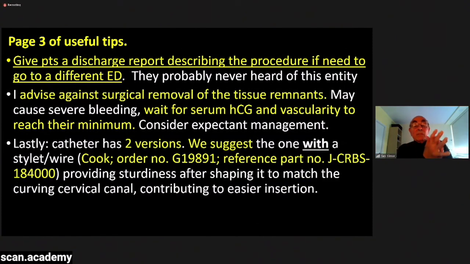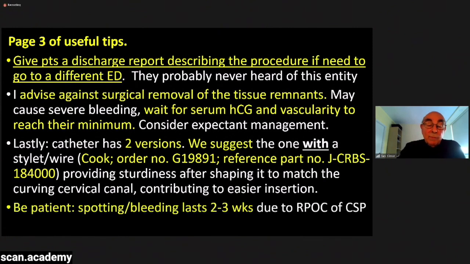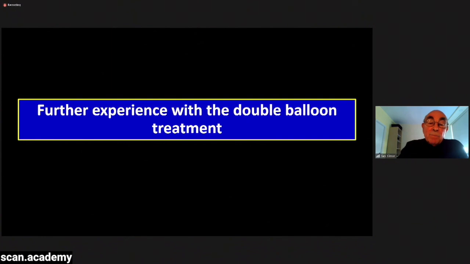Wait for serum HCG and vascularity to reach their minimum, and again, consider in this point expectant management. Lastly, the catheter comes in two versions. We suggest the one with the stylet because it provides sturdiness after shaping it to match the curving cervical canal, contributing to an easier insertion. And then be patient, spotting, bleeding. It lasts for 2-3 weeks. Hold the patient's hand on this. And that is due to retained products of the scar pregnancy.